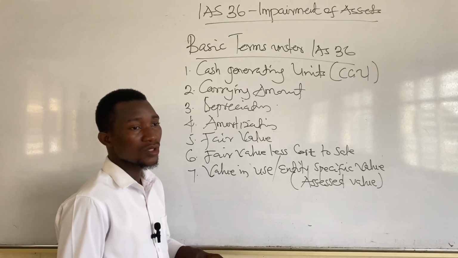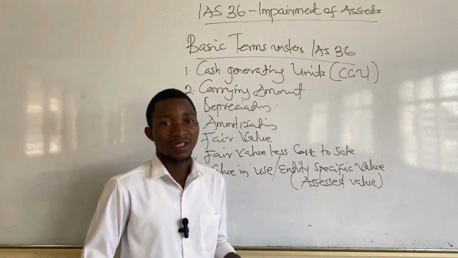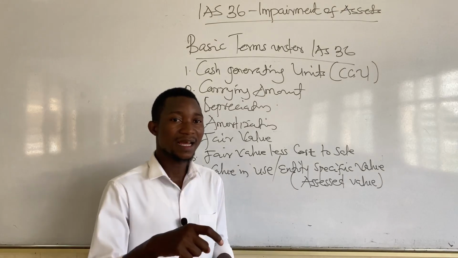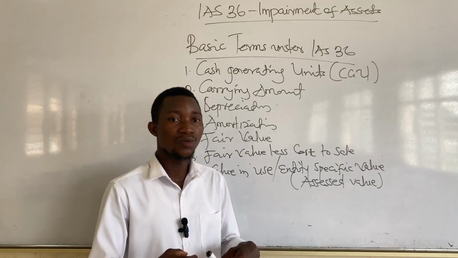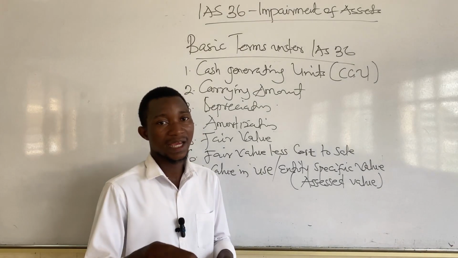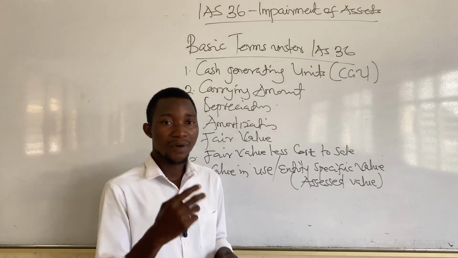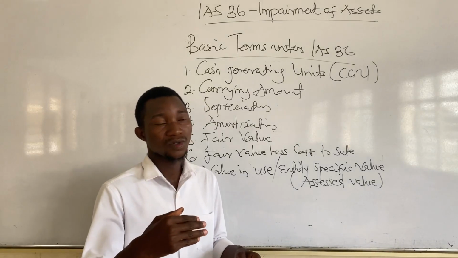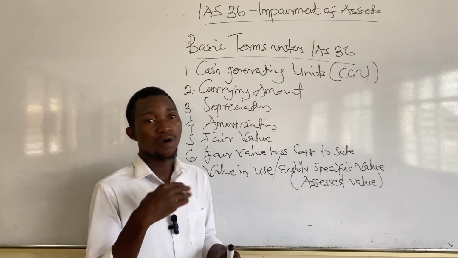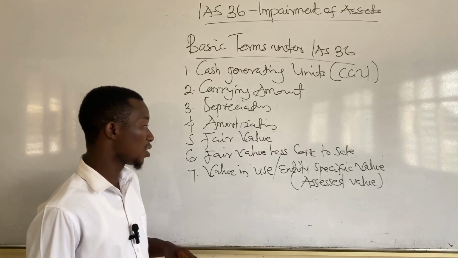Is that okay? So when we talk of value in use of an asset, it has to do with the discounted present value of estimated future cash flows that an entity will raise or that an entity will get from the continual use of the asset or from the disposal of the asset at the end of its useful life. So what I'm trying to say is that the discounted present value of the estimated future cash flows that an entity will expect to get from the continual use of the asset or from its disposal at the end of its useful life, that is what we call value in use.